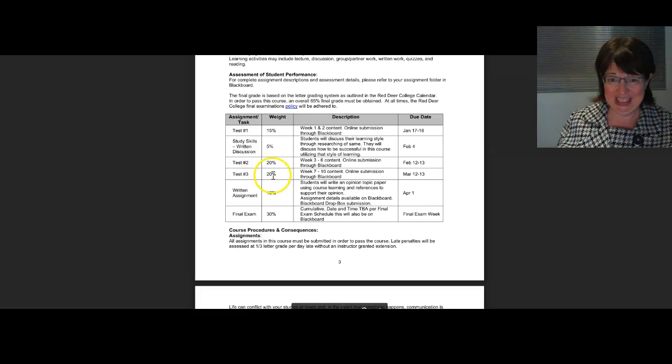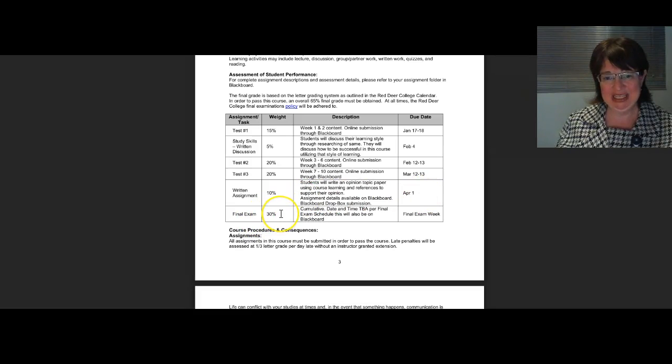Then the second test and the third test are 20% each. There's an assignment due on April the 1st. And then the final exam is designated by the registrar, which is after the 10th, I think. Good. And that will be determined. You'll know that usually a month before.